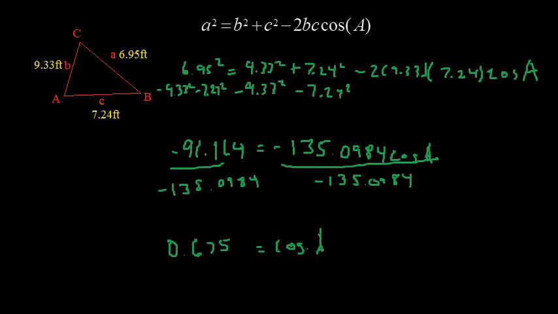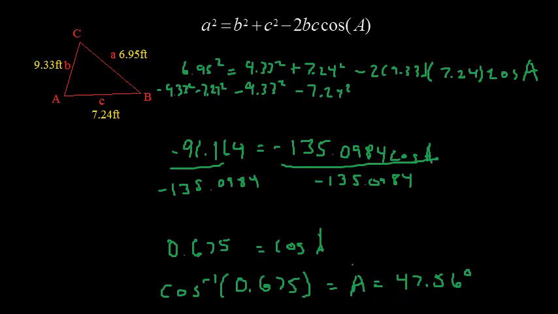Now, to find A, I take the inverse cosine of both of these. Right, so the inverse cosine of 0.675 should be equal to that measurement of A. So angle A is equal to about 47.56 degrees. So that is my angle A in degrees.